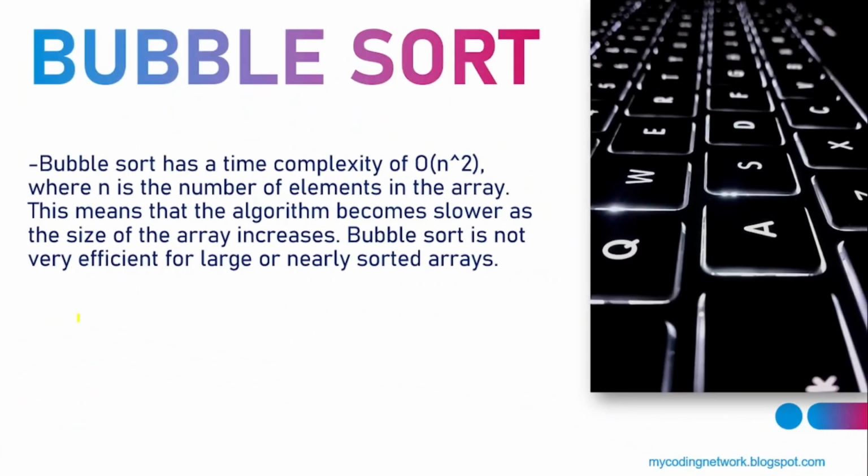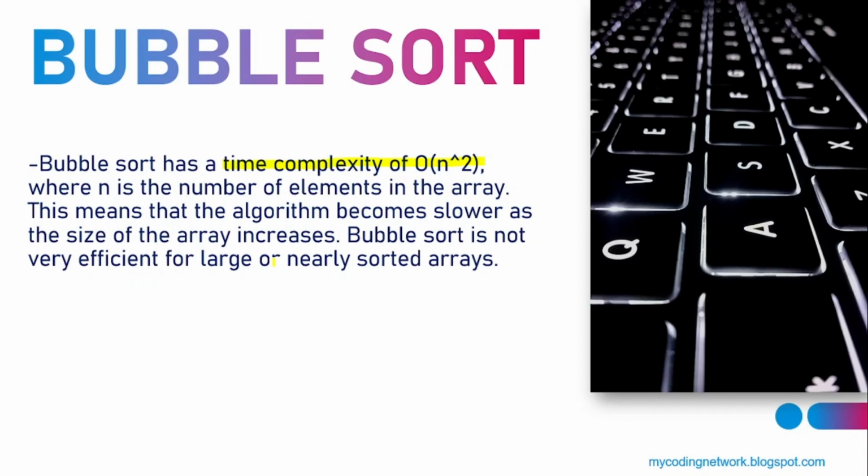The time complexity of bubble sort is O(n²), where n is the number of elements in the array. This means that the algorithm becomes slower as the size of the array increases. Bubble sort is not very efficient for large or nearly sorted arrays. That's why we don't generally use bubble sort, but it is still important. Bubble sort is important for laying the foundation of our understanding of sorting algorithms.